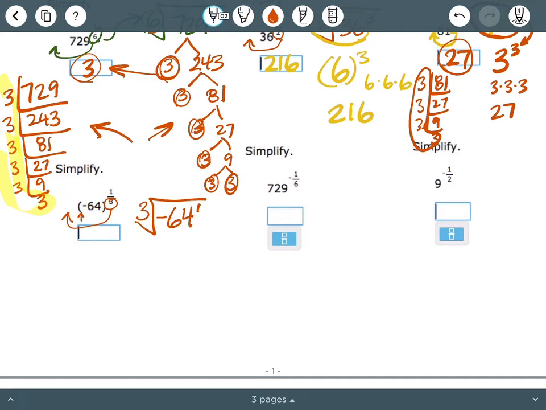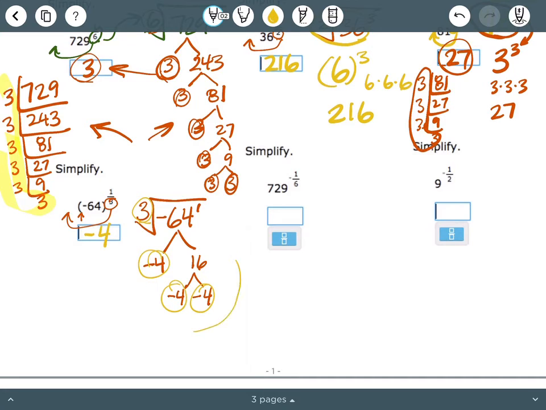But we're looking for things that make 64. So I'm going to start with taking out a negative 4, and I'm left with 16. And then I know that that can be negative 4 and negative 4. I'm looking for groups of 3. So I have 1, 2, 3 negative 4s. So I know that my answer is negative 4.